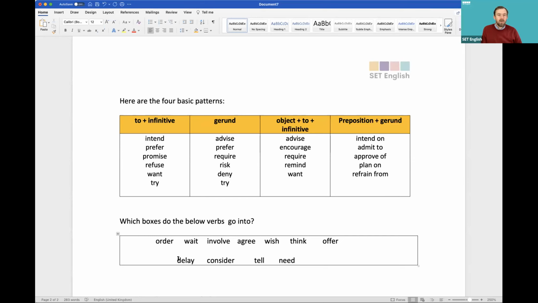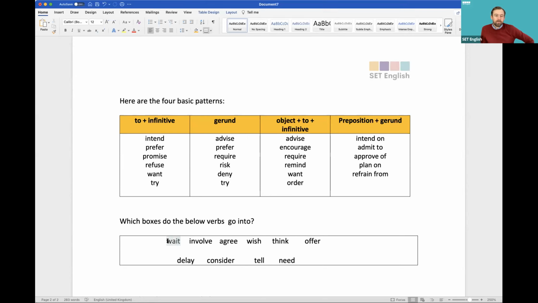So, order. What do you do with order? Object to infinitive. Yes, Anna, you're absolutely right. You order somebody to do something, don't you? Yes. He ordered me to clean his car. You've got to remember what's coming after it. You can't just say to. Now, you have in this order object. To is a linker, isn't it? But you have to order someone to do something.